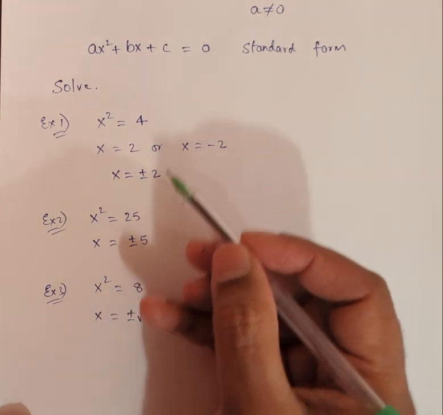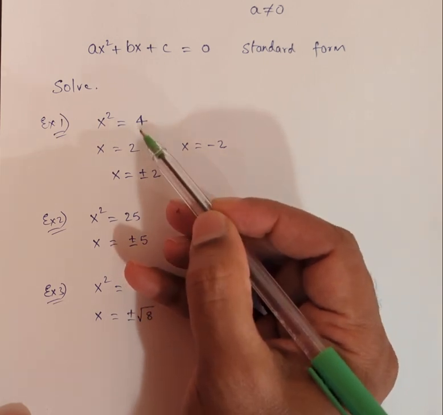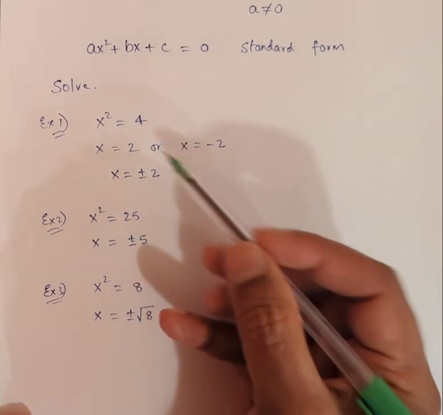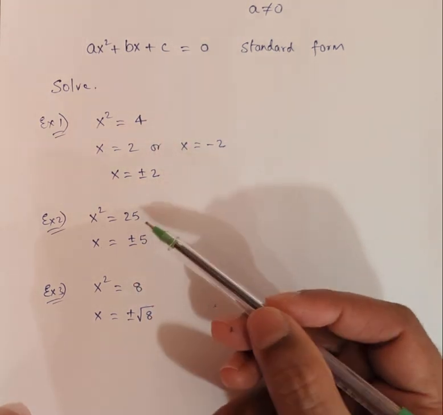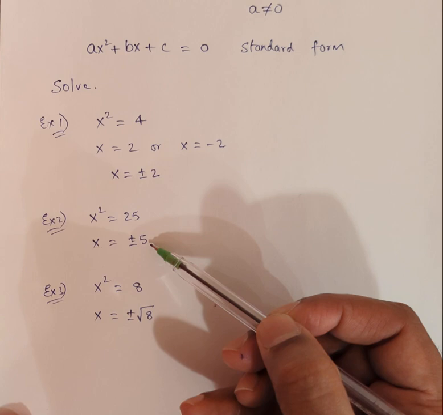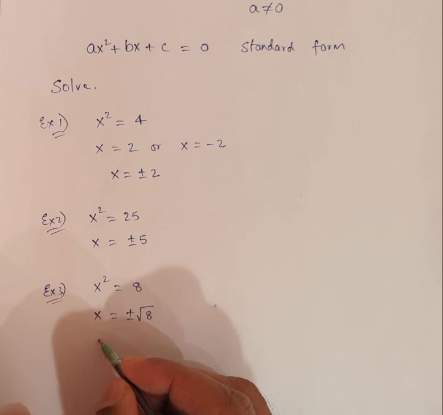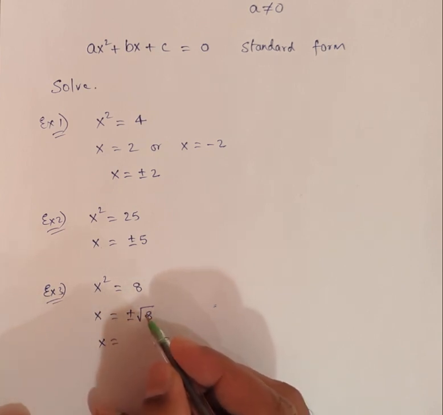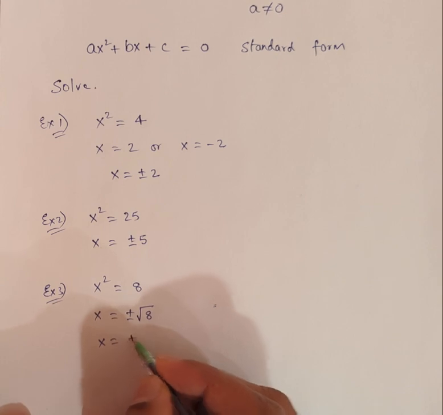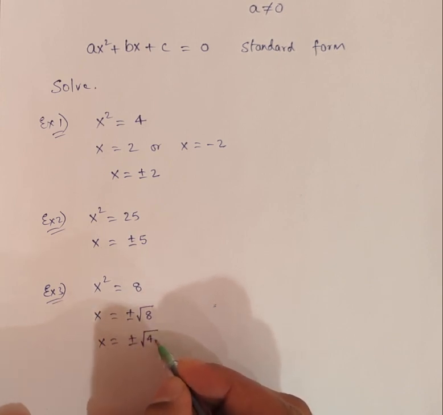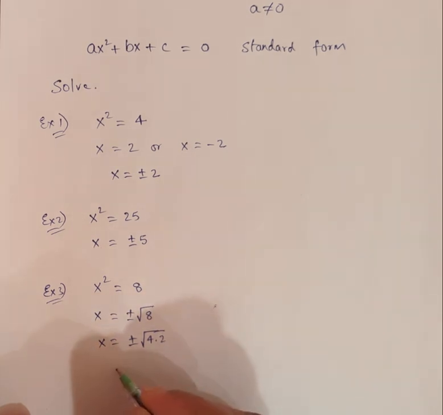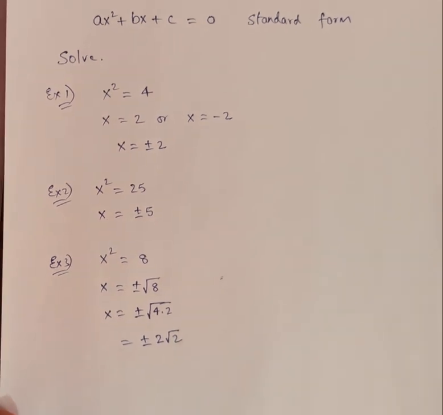I did not mention it here, but I could have written square root of 4 instead of 2. But square root of 4 could be simplified to 2. And here, square root of 25 was simplified to 5. Now, in a previous video, we saw how to simplify a radical expression like that. So we break 8 as 4 times 2, and then we can pull the 4 outside the radical. 4 will give me 2, so that's my answer. X is equal to plus or minus 2 square root of 2.